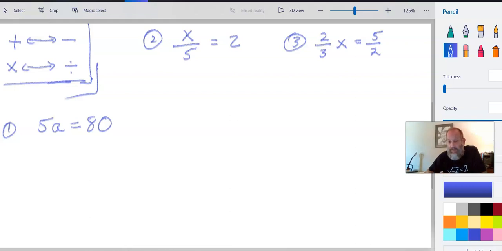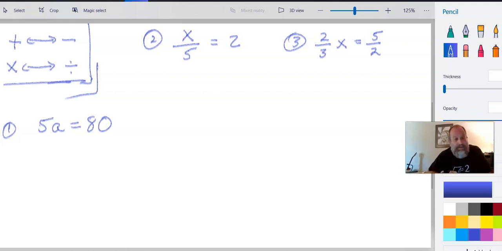So go ahead, pause here, and see if you can do these on your own first, and then play it again. Start playing again once you reach a point where you're either stuck or satisfied you have an answer.